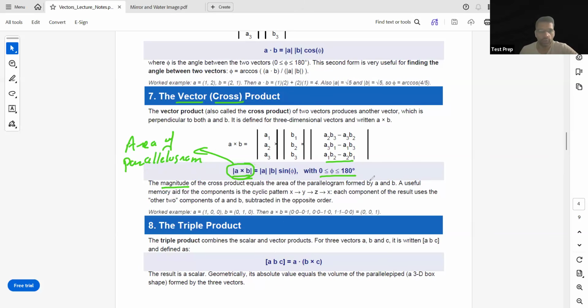A useful memory aid for the components is the cyclic pattern x, y, z, x, y, z, x. Each component of the result uses the other two components. For example, A is given 1, 0, 0, B is given 0, 1, 0, then A cross B is 0, 0, 1.